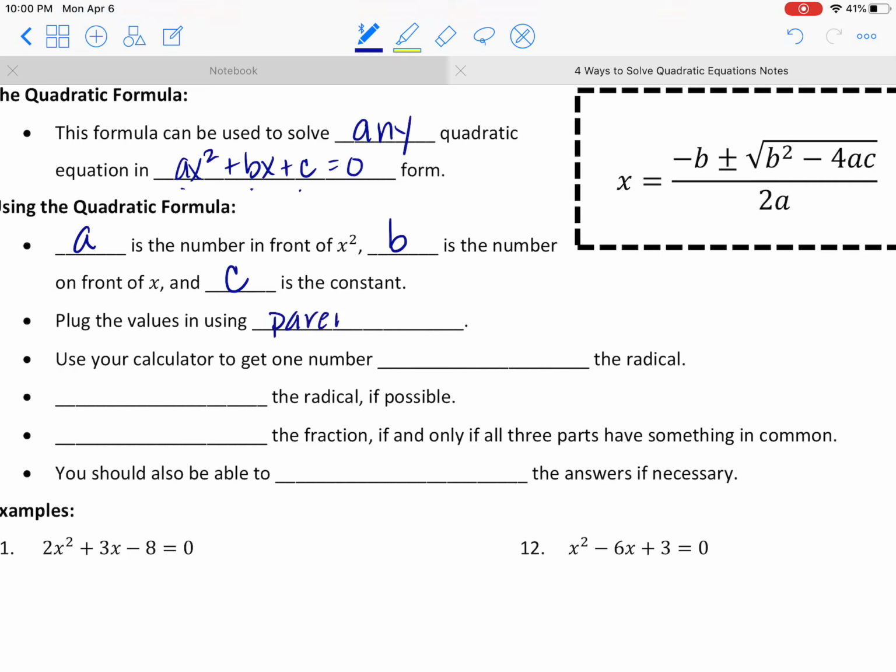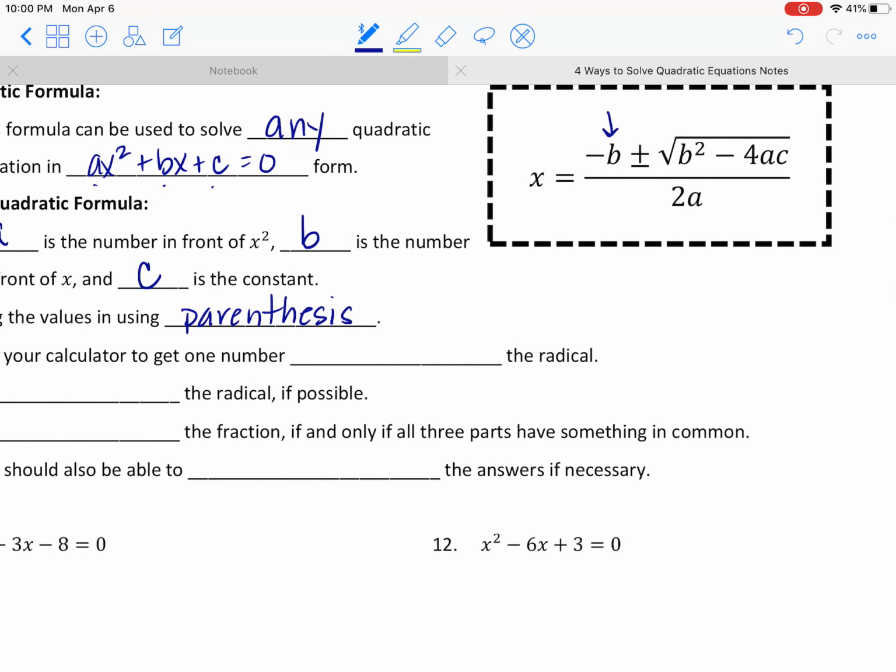Okay, it's your option. So a, again, is the coefficient of x squared. B is your coefficient of x. C is your constant. You plug those in. Make sure you're using parentheses when you plug things in. Especially here, we want to use the parentheses with that double negative.